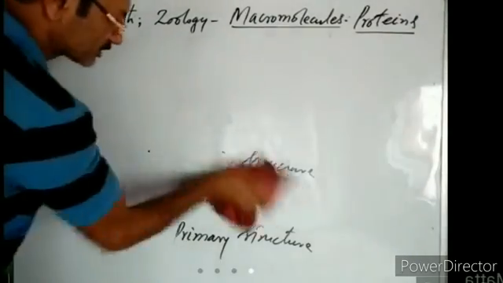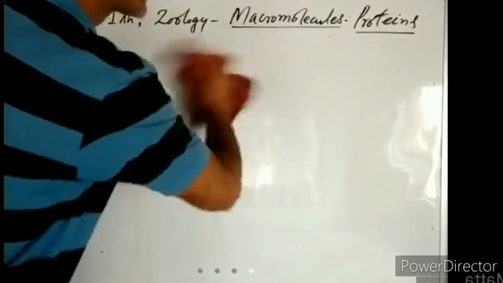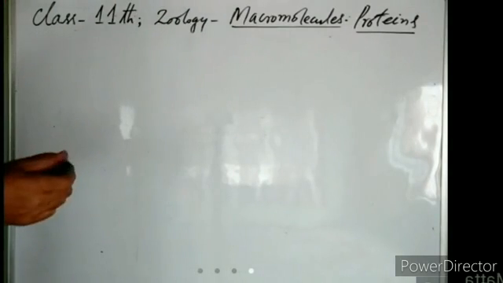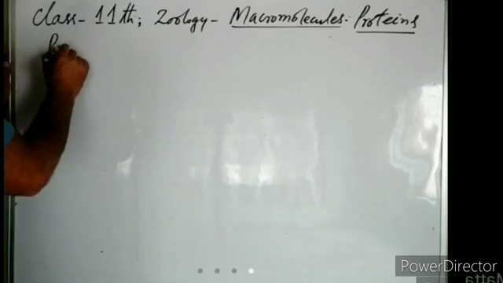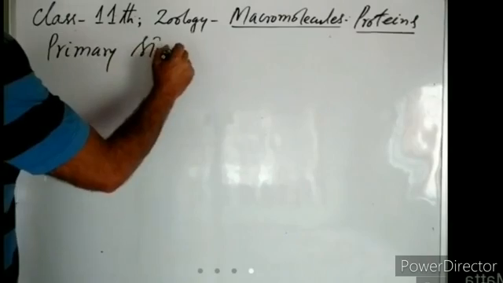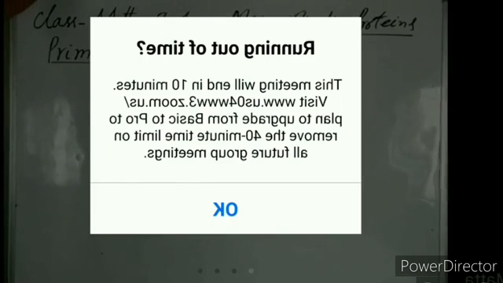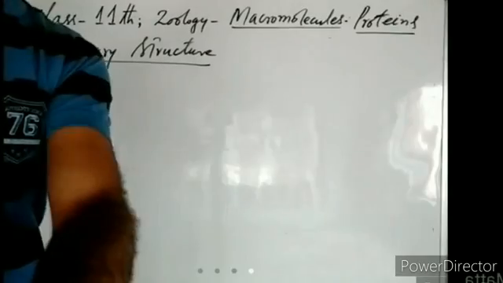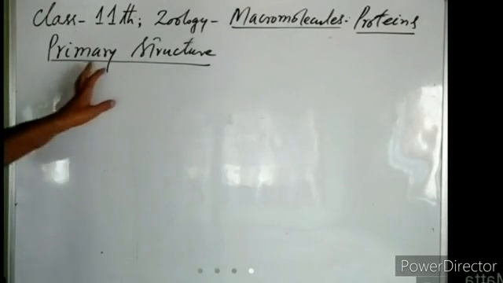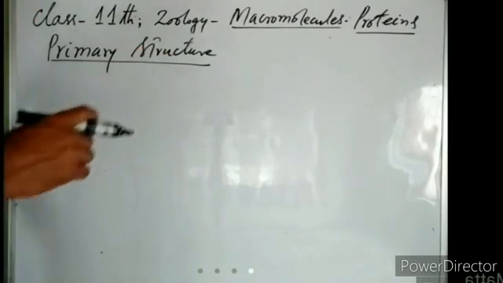From how many amino acids is a protein formed? Come on, tell me. There are 20 standard amino acids involved in the formation of a protein, right? So a protein is formed from just 20 amino acids. The primary structure is the arrangement in which these amino acids are arranged.